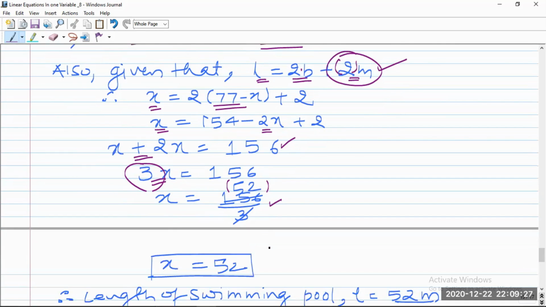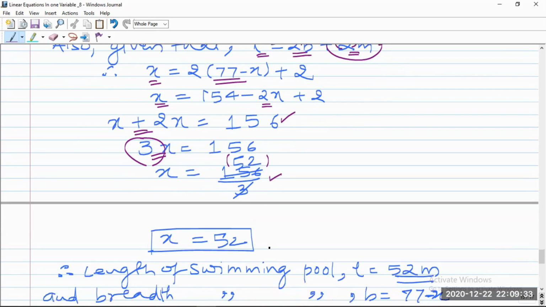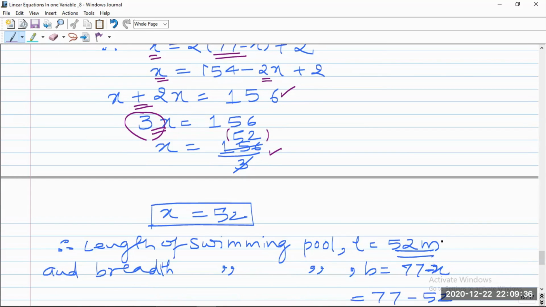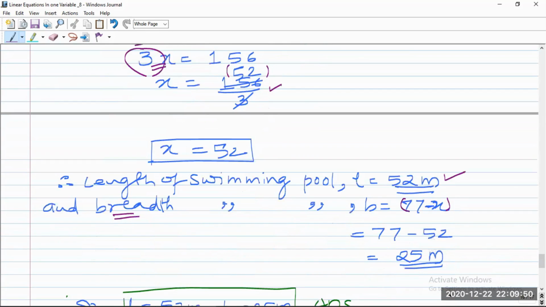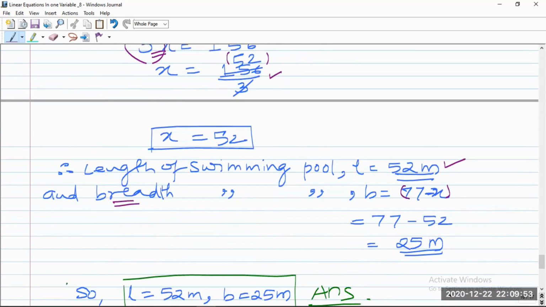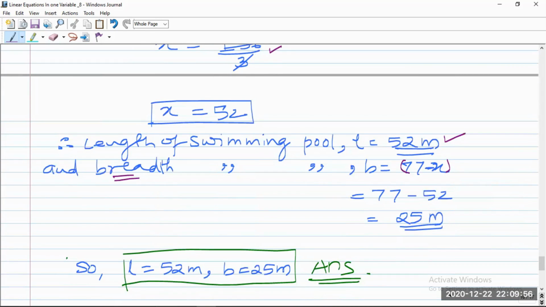But what is x here? We have considered x for the length of the swimming pool. So the length of the swimming pool is 52 meters. And what about the second dimension? It is the breadth. And the breadth of the swimming pool we have considered as 77 minus x. So 77 minus 52. And how much is 77 minus 52? It is 25 meters. So in this way we have the required dimensions for the given rectangular swimming pool: length is 52 meters and breadth is 25 meters.